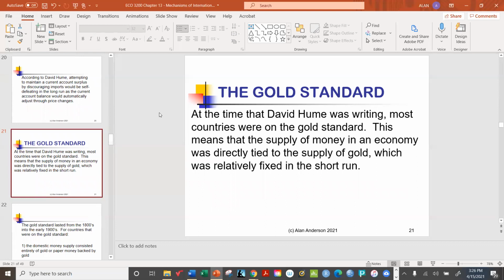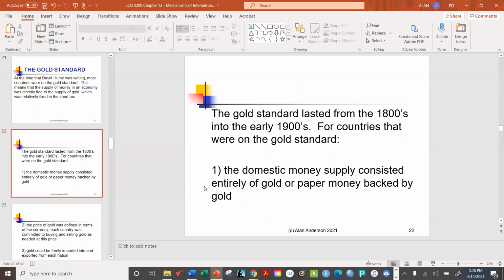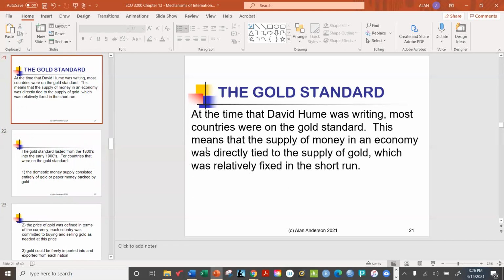And then we talked about the gold standard, where money is gold, gold is money. And so the more gold you have, the larger is your money supply. And so if gold flows into the country, your money supply will go up and your interest rates will go down. If gold goes out of your country, the money supply goes down and interest rates go up.